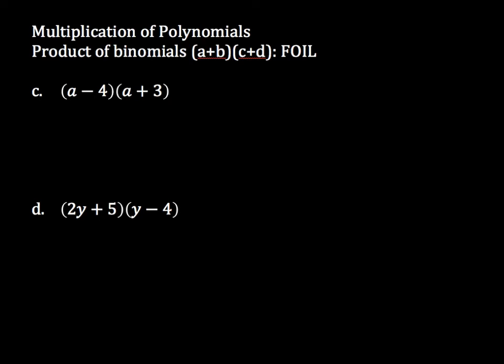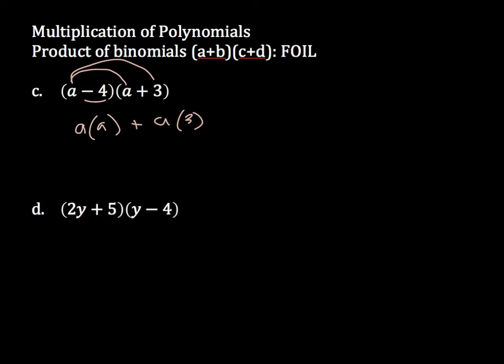And I think it's best explained or best shown using an example. So I have (a minus 4) times (a minus 3). And again, I'm going to keep that negative sign with the 4. So first, outside, inside, last. So first, a times a, the first of each of the binomials. Outside, the outside ones, plus a times 3.